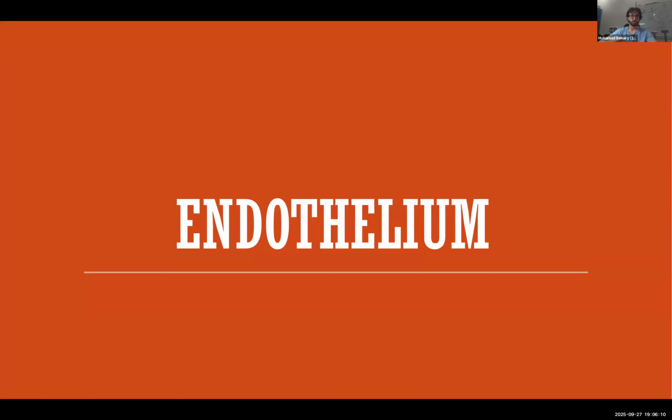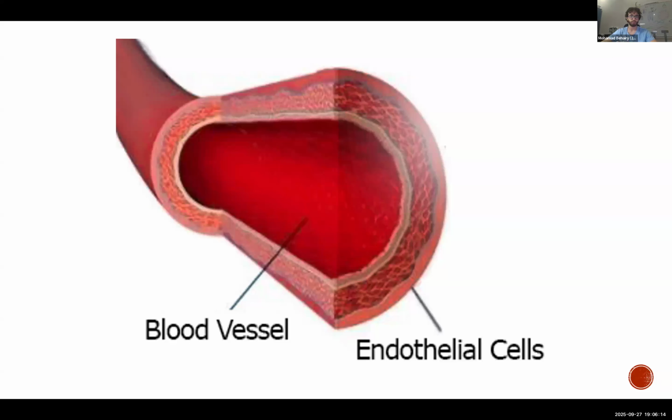So let's get started. First of all, we're going to talk about the endothelium. But what exactly is the endothelium? Now take a look at this. This is a blood vessel. A blood vessel, what does it contain? Blood, obviously, either an artery or a vein. Now, this blood vessel is lined by a layer of cells. These cells are called endothelial cells. They are one layer of squamous cells that line this blood vessel.